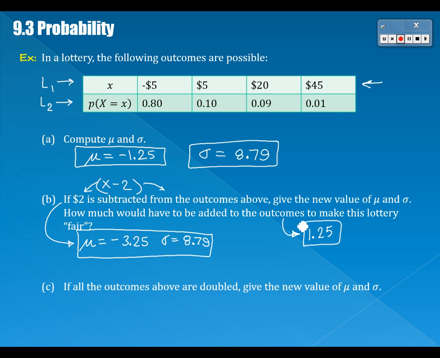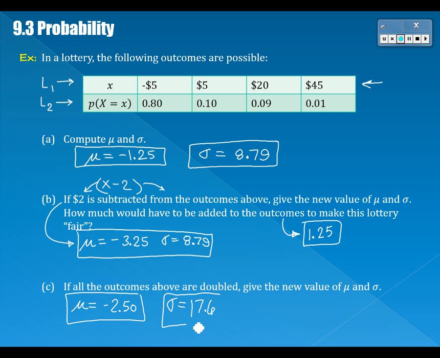If all the outcomes above are doubled, give the new value of mu and sigma. The new mu will be twice the old mu, which is -$2.50. And the new sigma will actually change. It'll be twice the old sigma. That's tricky. The variance increases by a factor of 4, but the standard deviation will increase by only a factor of 2. Maybe we should have said that more clearly earlier, but I think that follows nicely. If that's confusing, let me know.